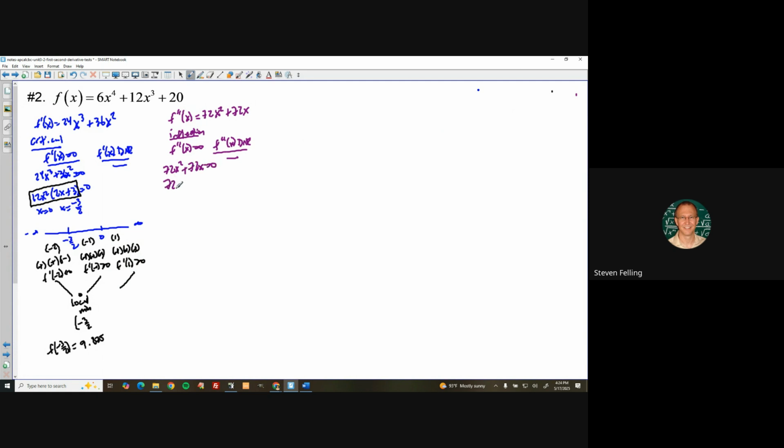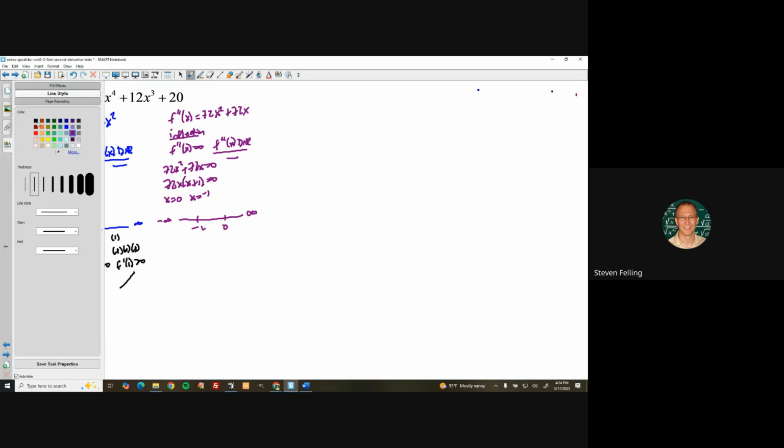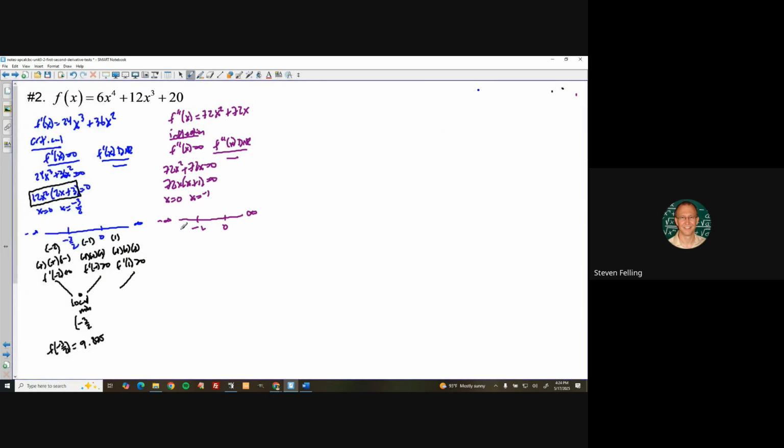We can factor out a 72x and get x plus 1. So the places where this is true are at x is 0 and x is -1. Those are the two inflection values. If we take a number line and graph, we'll break it apart at -1 and 0. And then we'll test some values here. So let's see, if that's a -1, we can test -2, -1/2, and we can test 1.